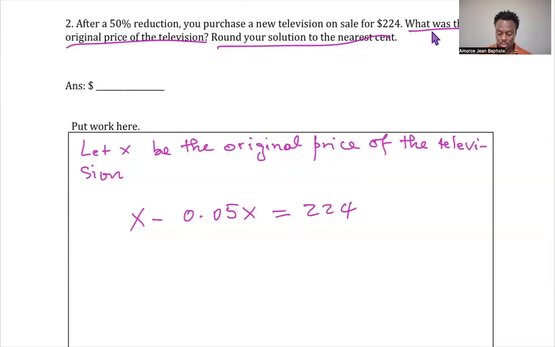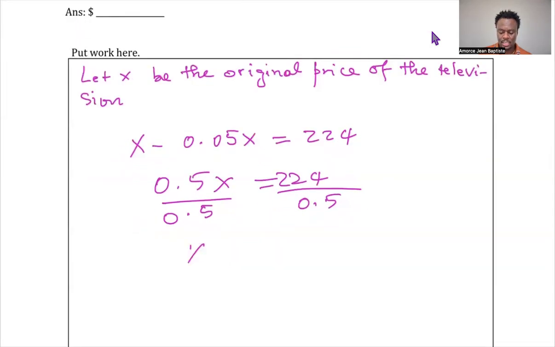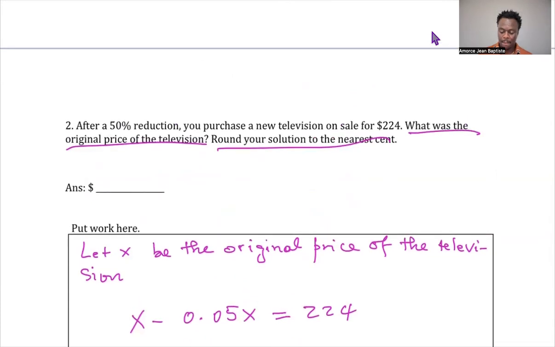So that is going to be 0.5x equals 224. Then if you divide by 0.5, you get x equals $448, which is the original price of that TV before reduction.